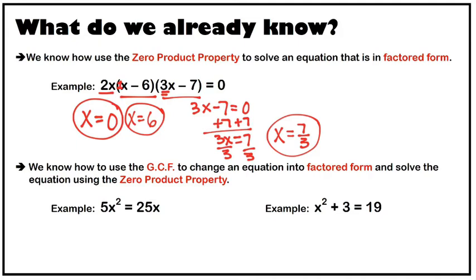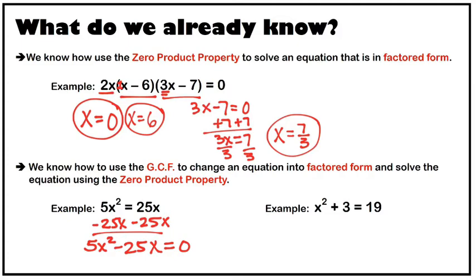We also know how to use the greatest common factor to change an equation into factored form and solve the equation using the zero product property. So in this first example, we have two terms, and both of those terms have an x in them. So we're going to want to put this equation in standard form. So I'm going to subtract 25x from both sides, and I will have 5x squared minus 25x equals 0.